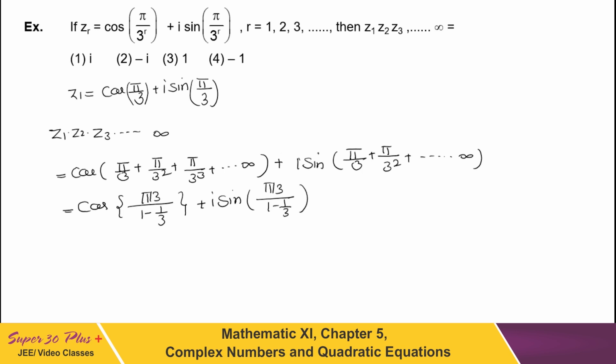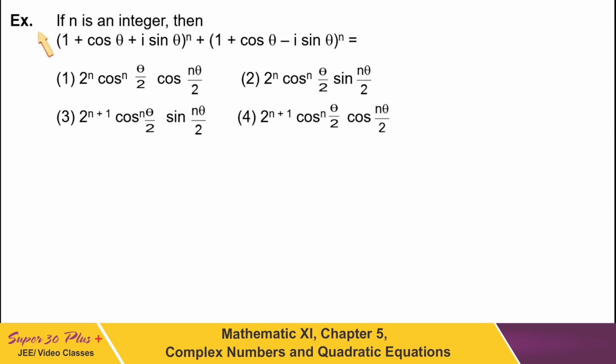Now simplify it. It is cos pi by 2 plus iota sine pi by 2. What is the value of cos pi by 2? It is 0, and sine pi by 2 is 1. So your answer is iota. Option first is the correct answer.